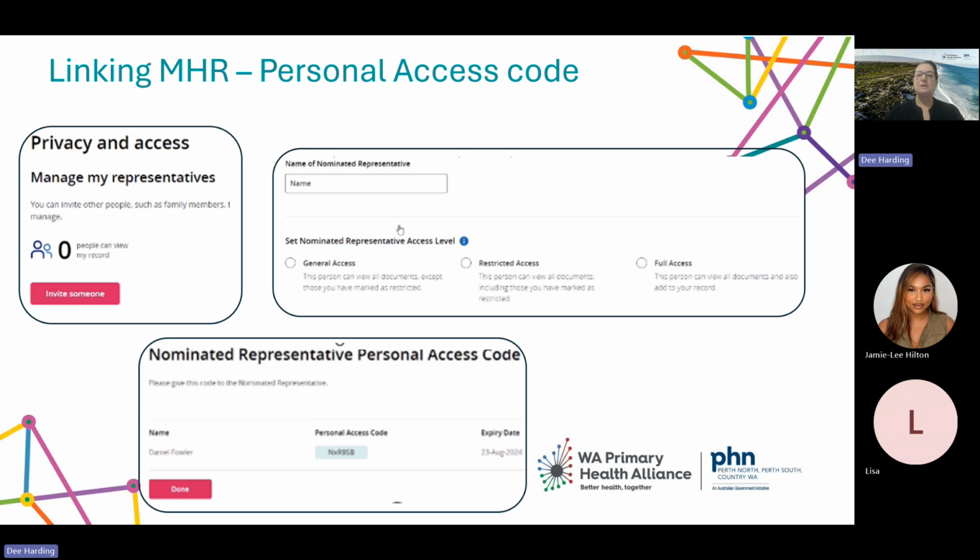Now, as I mentioned, there are different types of access that you can provide. This could be general access, restricted access, or full access. I want to highlight some terminology that is slightly deceiving here. Restricted access means I permit you to be able to see any restricted documents. It doesn't mean I restrict you from seeing them. If I do not tick this option and only choose general access, for example, this means that you cannot view any of the restricted documents. Full access, of course, means you're giving permission for a person to view anything.